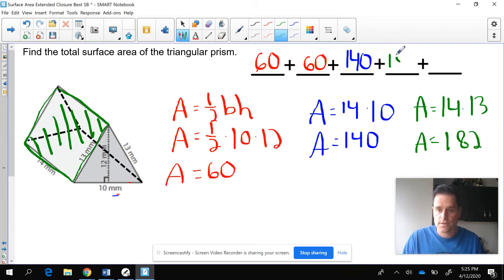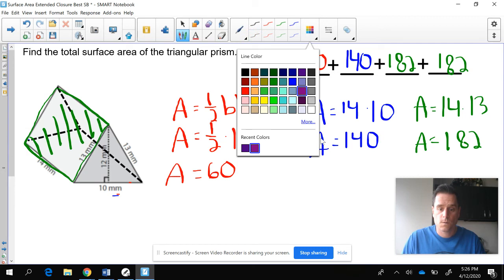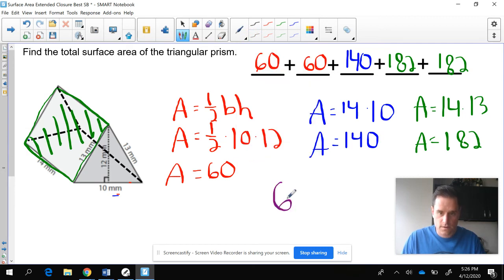And because there's 2, notice how this kind of focuses you so you can't make a mistake with doing too much work. So now we're going to take all these numbers, let's add them all up. 60 plus 60 plus the 140 plus the 182 plus 182. Add it all together. And we're going to get 624 millimeters squared, because we're talking about squared.